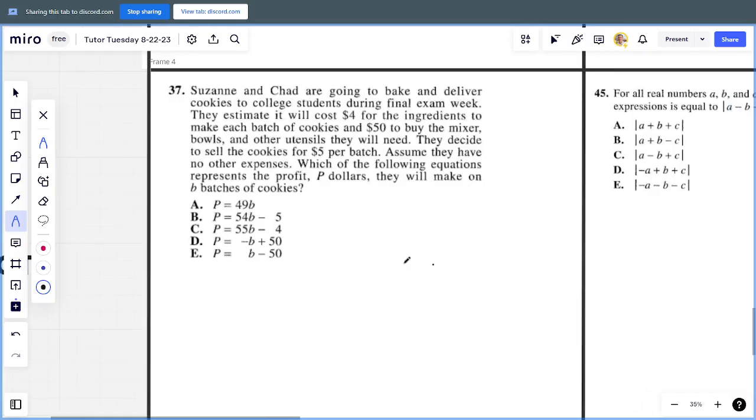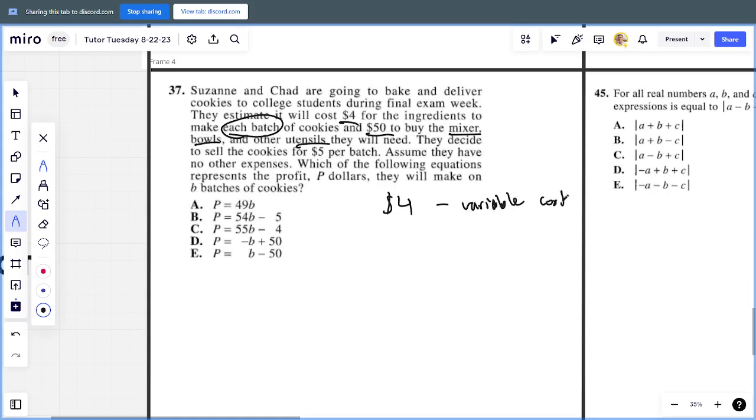Number 37 here says Suzanne and Chad are going to bake and deliver cookies to college students during final exam week. They estimate it will cost $4 for the ingredients to make each batch of cookies and $50 to buy the mixer, bowls, and other utensils. So for me, I'm already noting down in my head that $4 is a variable cost, right? It depends on how many batches of cookies you make, and $50 is a fixed cost.